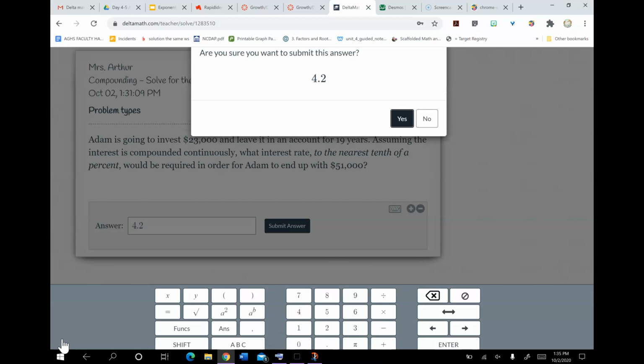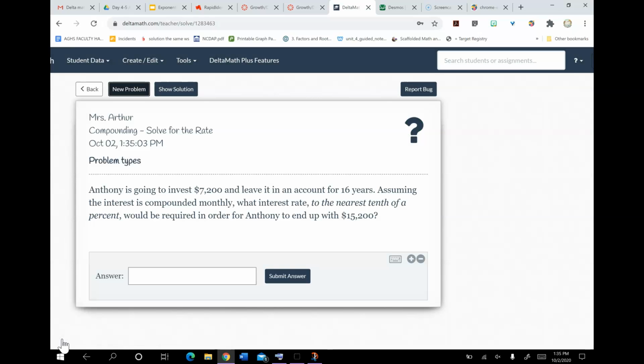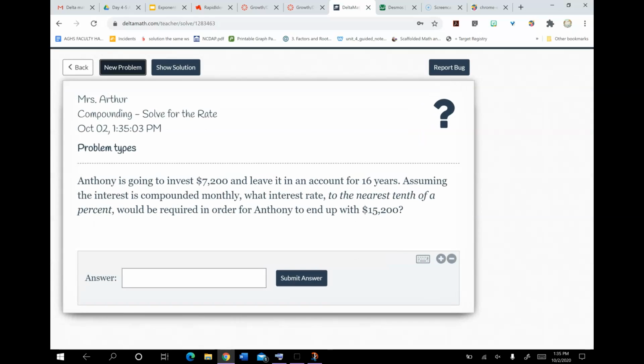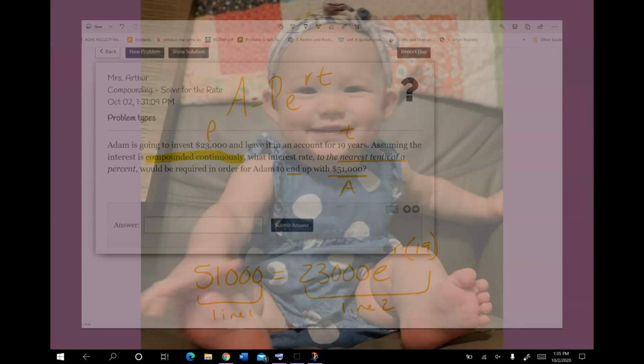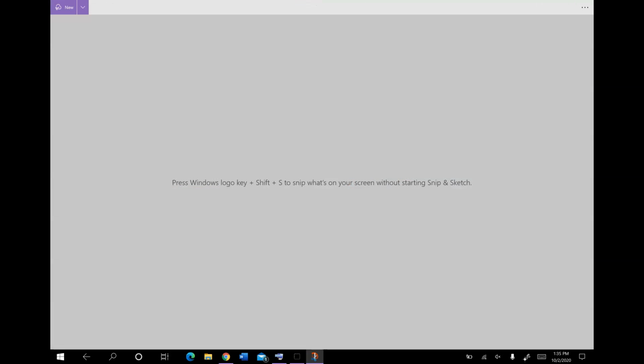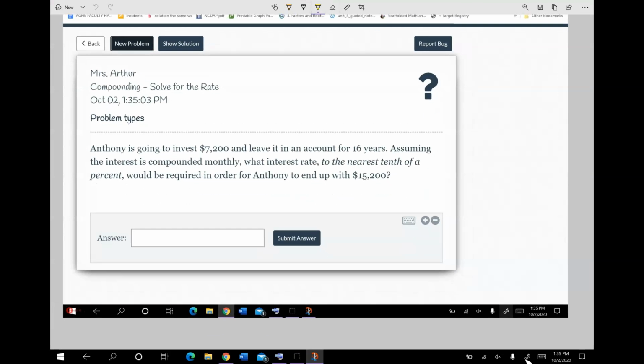Okay? All right, last problem we're going to do. Let's see if I can, we'll just do this one. Okay? Snip. Let's go. Last one, last call for math problems. All right. Anthony's going to invest $7,200 and leave it into account for 16 years, assuming the interest is compounded monthly.